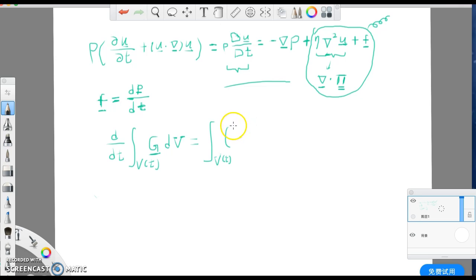So we're interested in a changing volume, but it encompasses the same amount of material. So that's dG by dt plus G times the divergence of u. u is the velocity, right? And dV. Now this is the Reynolds transport theorem.